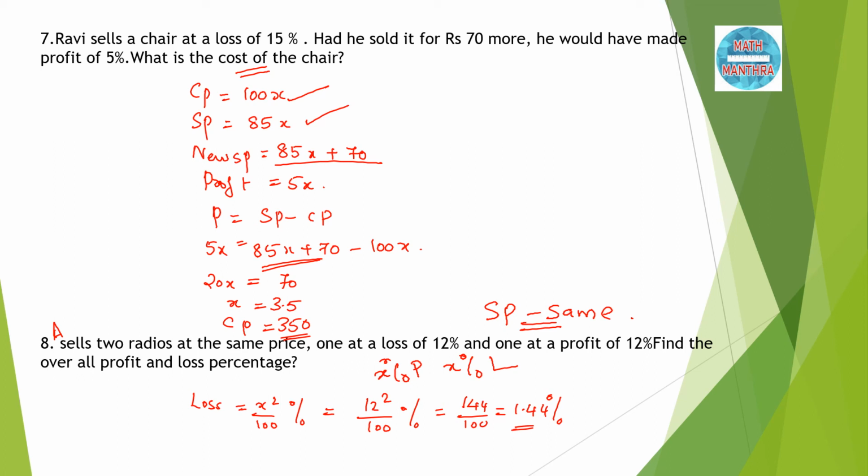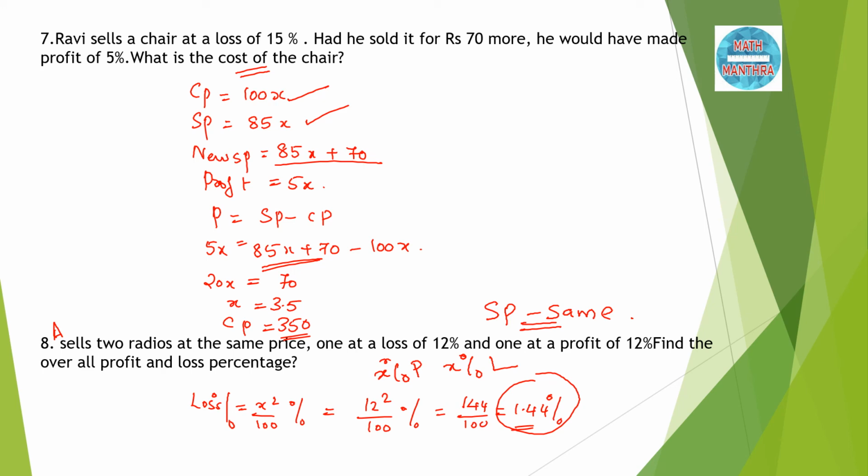It is a standard derived formula, and it's given by loss percentage is equal to x square by 100%. So very direct substitution, 12 square by 100%, which is 144 by 100, which gives you 1.44. So remember this formula, x square by 100%, and this is applicable only in the case of SP being the same. Whenever 2 transactions are being done, in both cases the selling price must be the same. Then definitely we can apply this formula and find the answer. So that is question number 8.